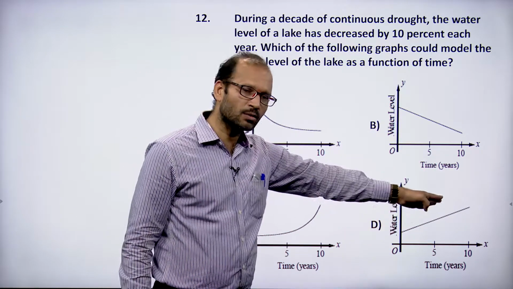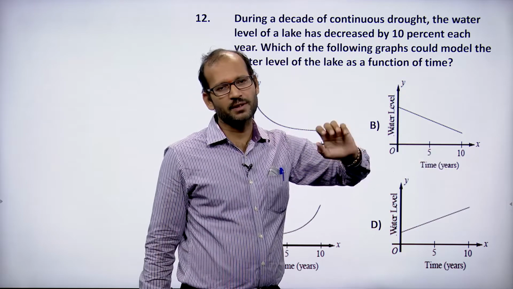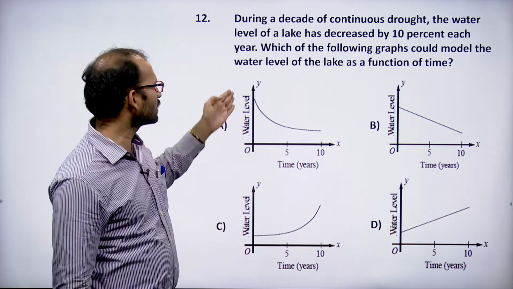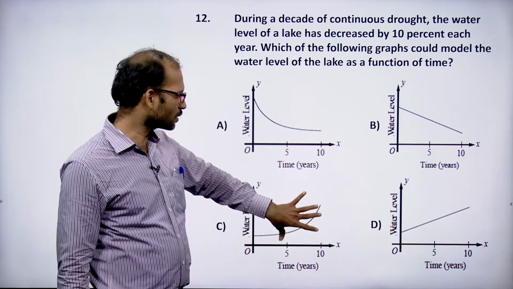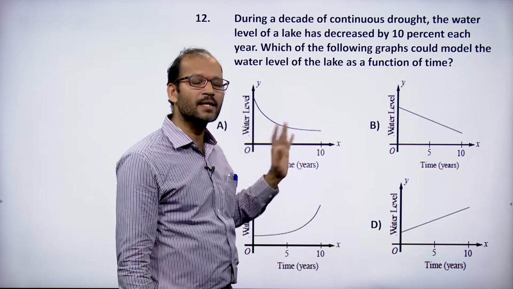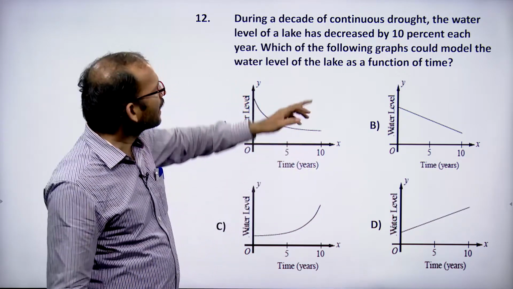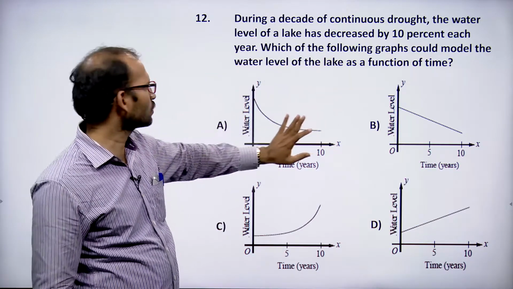This is linear growth, linear decay. So these two are eliminated because we are searching for exponential, and this is exponential decay, this is exponential growth. So exponential growth is also eliminated. B, C, D are eliminated. A is my answer because this is exponential decay. Every year 10% is decreased. So A is my answer.